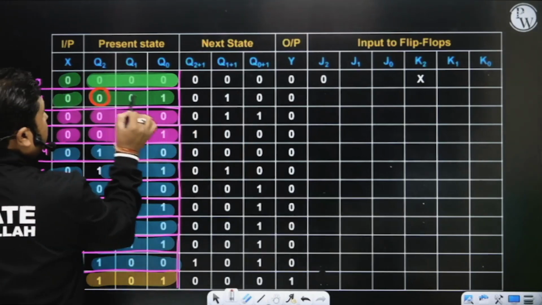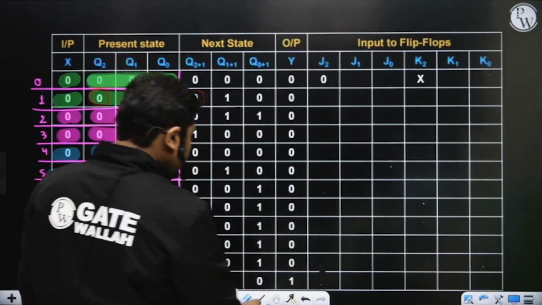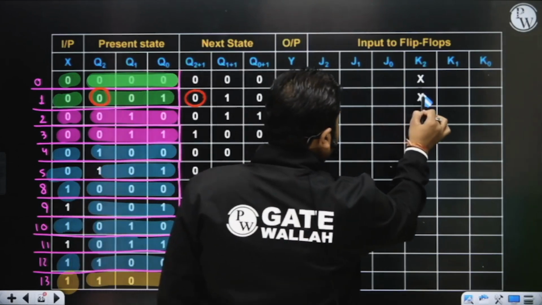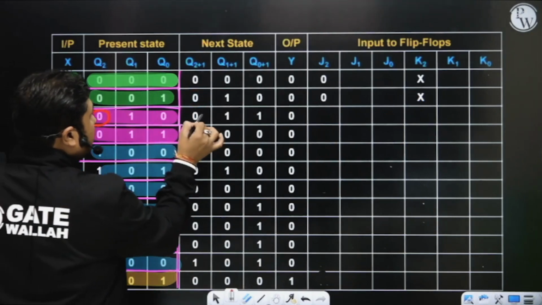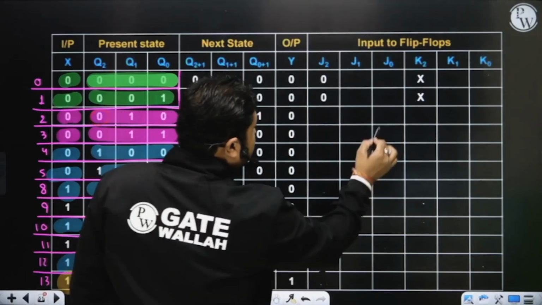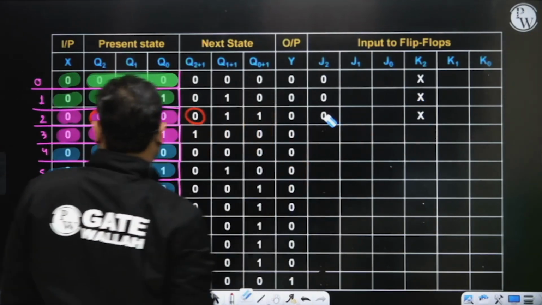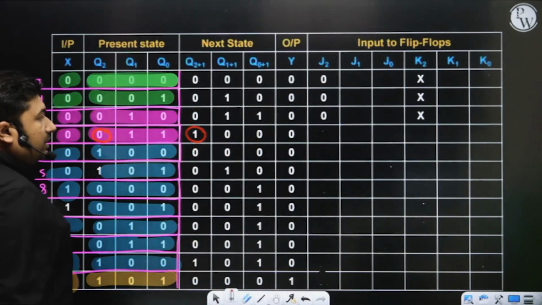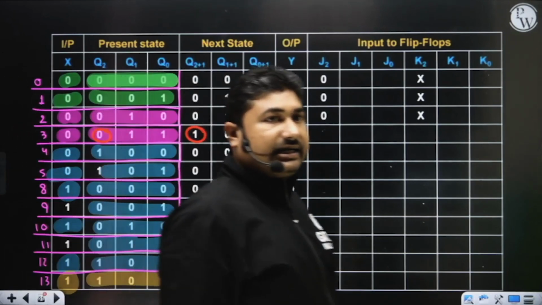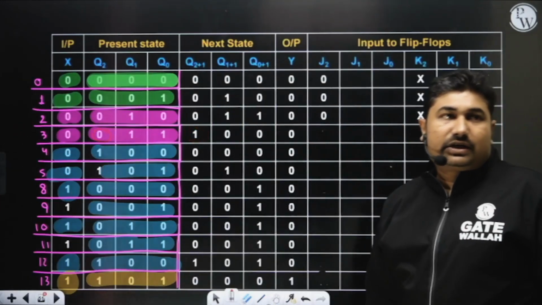Observe Q2 and Q2 plus 1. For 0, 0, we write 0, don't care in the excitation table. Again, observe for 0, 1. For a 0, 1, what will we get in the excitation table of the JK flip flop?